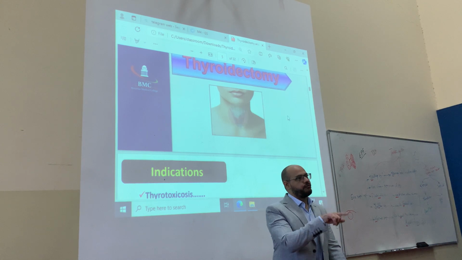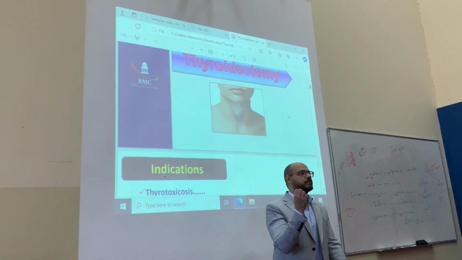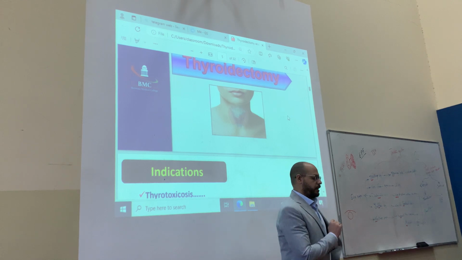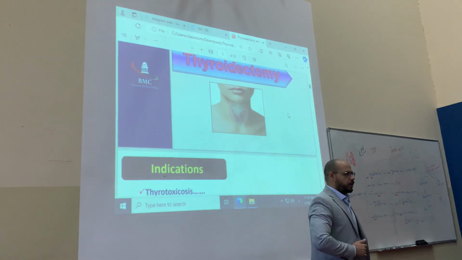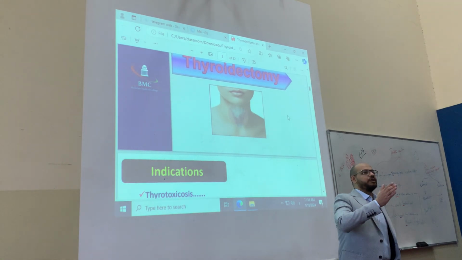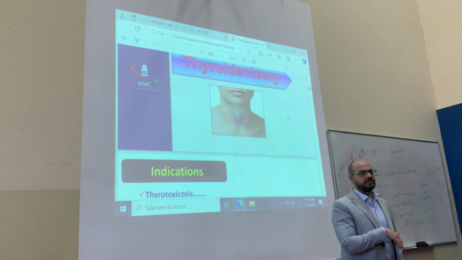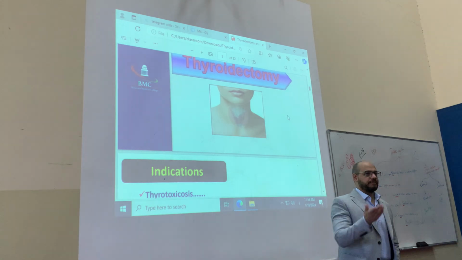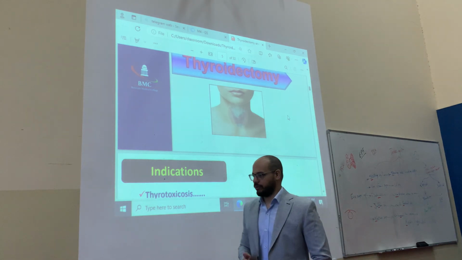In Graves', if we have failure of medical treatment after 18 months. Toxic nodule, if the patient is less than 45 years, or if we have a hereditary thyroid nodule, or if we have any type of neoplasia. And inshallah in the next lecture we will talk about the different types of neoplasias. So either a benign or malignant tumor inside the thyroid is a pure indication for thyroidectomy.